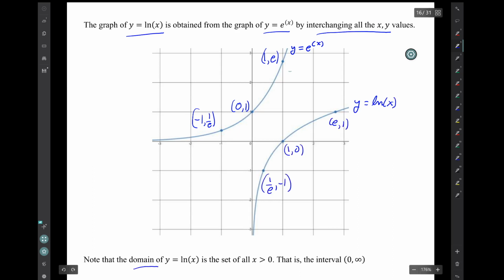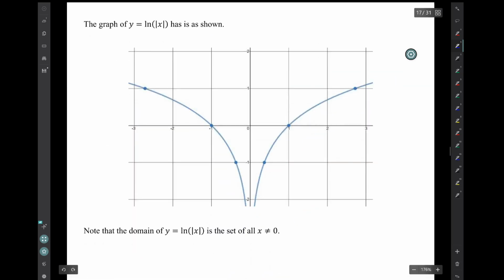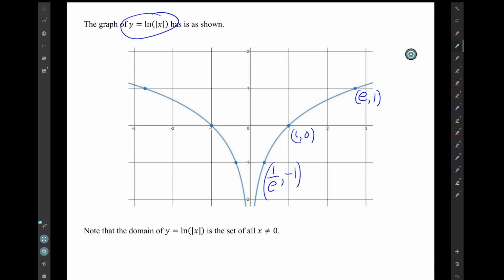Notice that the domain of y equals ln of x is the set of all x greater than 0. That is the interval from 0 to infinity. Now think about the graph of y equals ln of absolute value of x. It looks like this. We've got these same famous points on the right side of the graph, but we also have the mirror image graph on the left side. The domain of this graph is the set of all x not equal to 0.